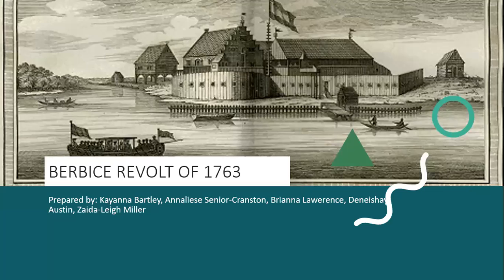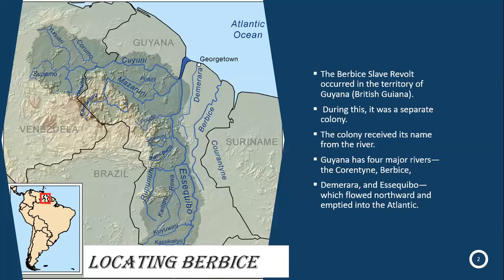And we will be presenting on the Berbice Revolt of 1763. So let's find where Berbice is located. The Berbice slave revolt occurred in the territory of Guyana, which is formerly called British Guyana. During this time, it was a separate colony, and the colony receives its name from the river.